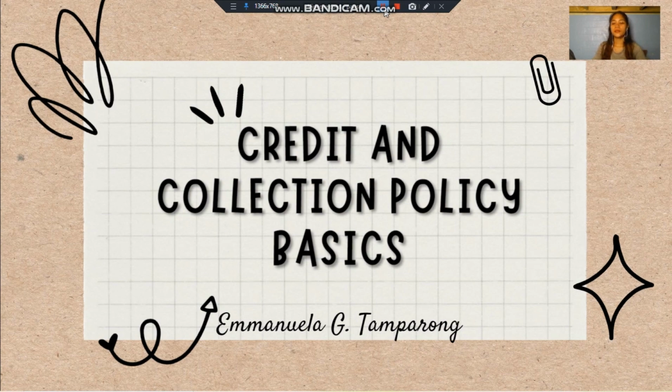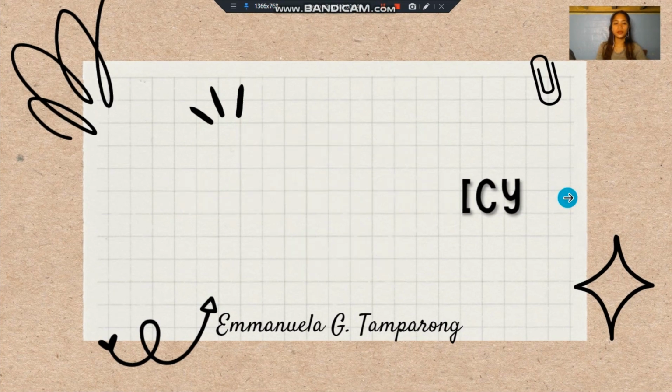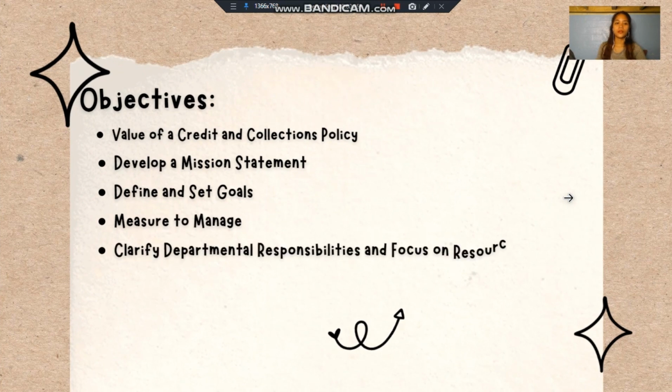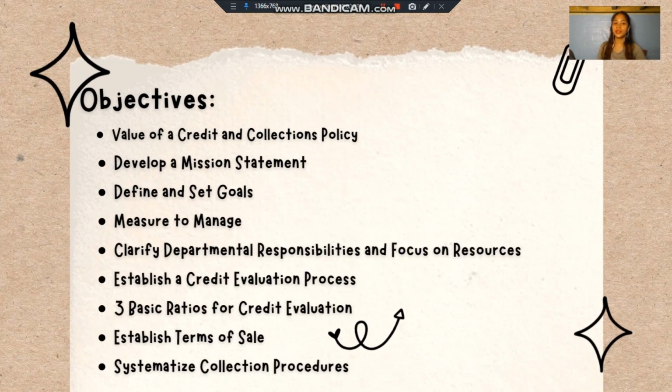Our objectives in this topic are: the value of a credit and collection policy, develop a mission statement, define and set goals, measure to manage, clarify departmental responsibilities and focus on resources, establish a credit evaluation process, the three basic ratios for credit evaluation, establish terms of sale, and systemize collection procedures.